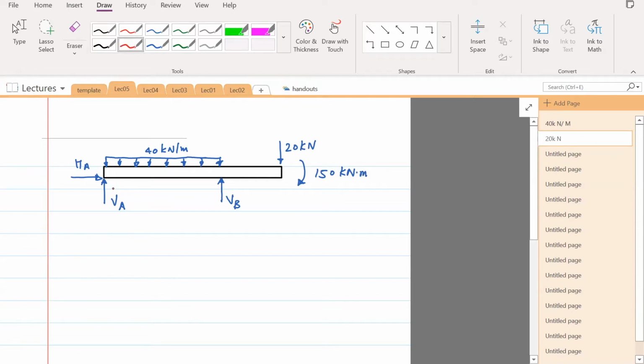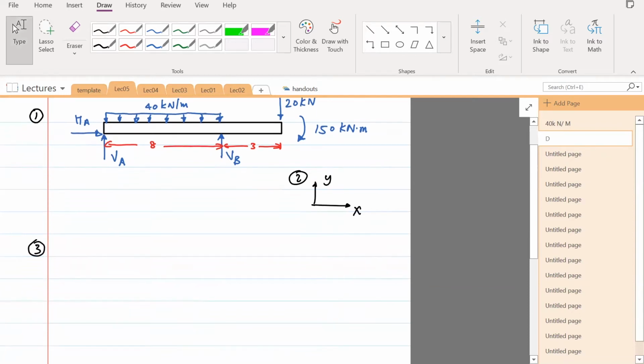These lengths are 8 and 3. Okay, so that's my free body diagram. You can assign the coordinate frame, which is pretty much standard. Horizontal is along the X, vertical is along the Y.